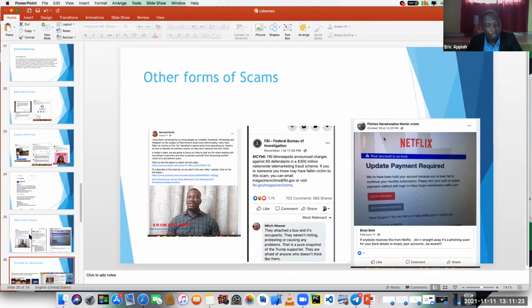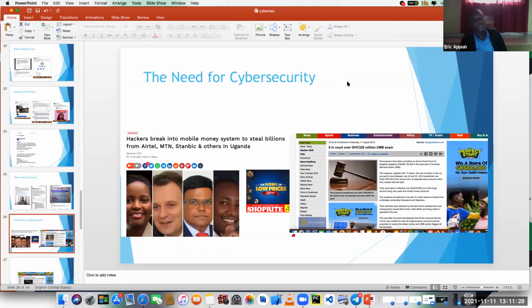Why the need for cybersecurity? Why is it important we prevent people from accessing data when they are not authorized? If you can see here, this news was in August 2018, where hackers broke into mobile money systems and stole billions from Airtel, MTN in Uganda and Standard Bank, right?